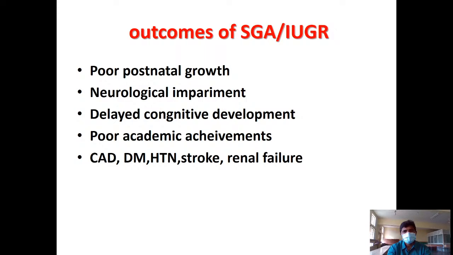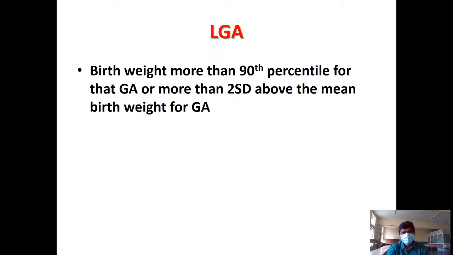The long-term outcomes of SGA and IUGR babies are poor postnatal growth and neurological impairment. There can be delayed cognitive development, poor academic achievement, and SGA and IUGR babies are at high risk of having coronary artery disease, diabetes mellitus, hypertension, stroke, renal failure.